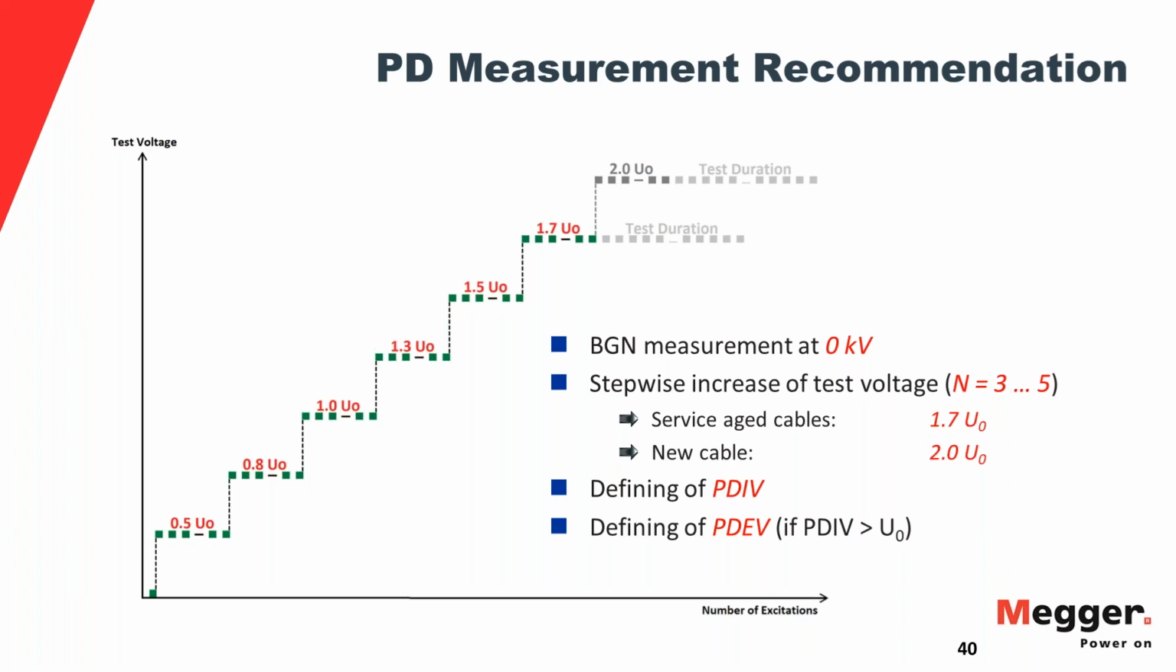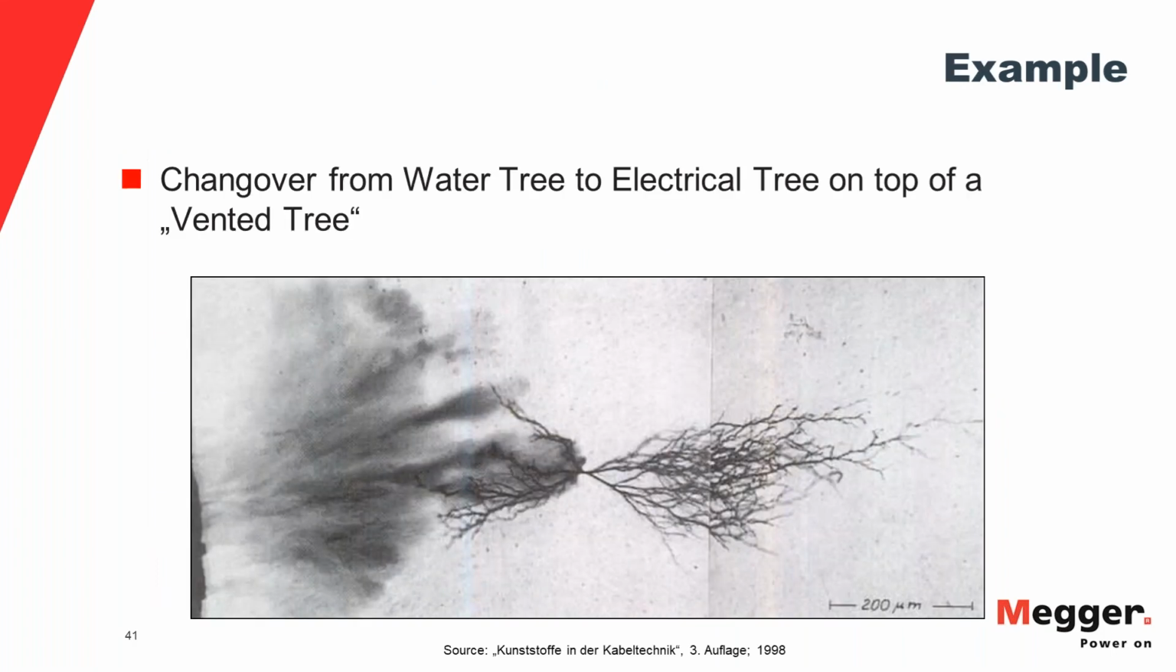Then during the test, you define by this step procedure the inception voltage and then the extinction voltage in the software. And then I just want to show you some examples again. You have this transition from a water tree to an electrical tree inside the solid insulation, and this is just one type of partial discharge, and that will keep tracking and tracking until you have an insulation failure.